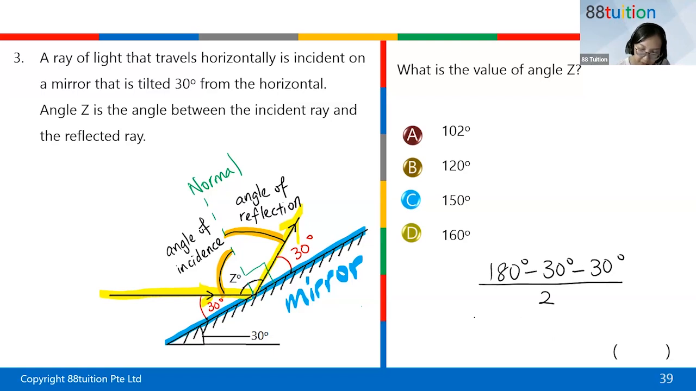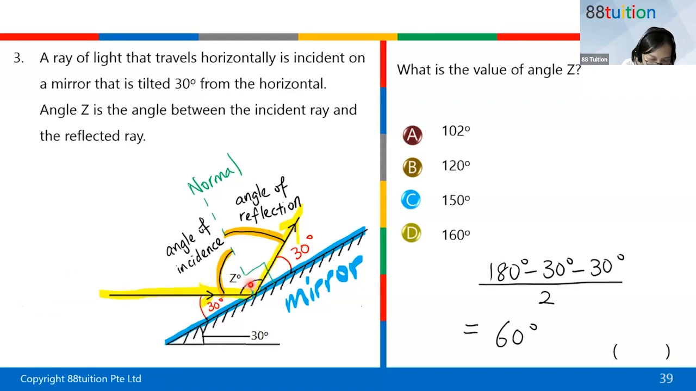So this will be 60 degrees. Question 3. The angle Z. Oh, I see. I know why I got confused. I was looking wrongly. I thought my orange angle is Z. Now Z is this whole thing. Okay, I better highlight. All right, this whole thing is Z.